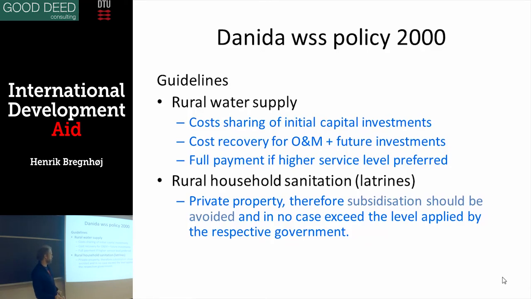When it comes to rural household sanitation, it's private property, therefore subsidization should be avoided, and in no case exceed the level applied by the respective government. For example, in India, the government is actually giving a subsidy for a basic slab. They are paying about half of the price of the slab. So it's okay to use the local government subsidy. You can even pay from the project money, but it's not such a good idea. But you can make use of the local subsidization. Otherwise, no subsidization. People should pay for their own sanitation.